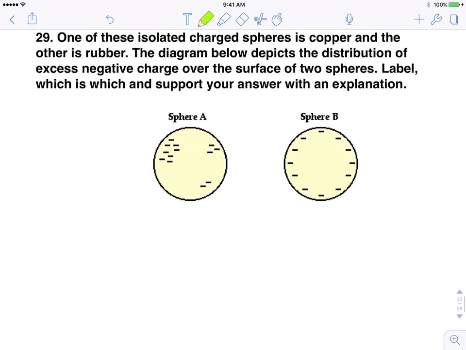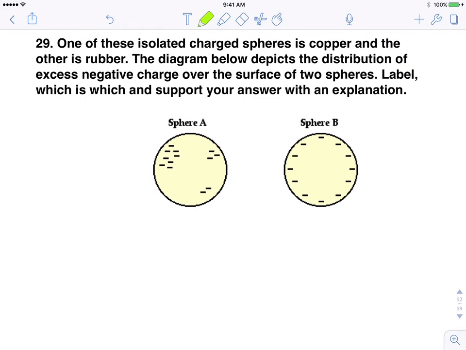All right, here are those pictures I was talking about, and they came from The Physics Classroom. Definitely, if you are still slightly confused about what's going on after I explain it, check out physicsclassroom.com. You go to the tutorial part, I think, and then click on static electricity. All right, so one of these isolated charged spheres is copper and the other is rubber.